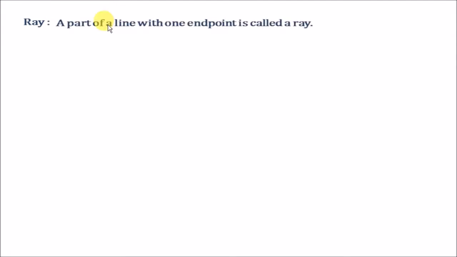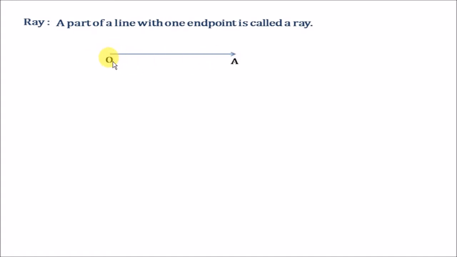Next, we will define a ray. Mathematically, a part of a line with one endpoint is called a ray. So in a ray, we will have an endpoint at one end, whereas the other end can be extended infinitely. So a ray can be said to be a hybrid of both line and line segment, where it has characteristics of both. Here, OA is denoting a ray.